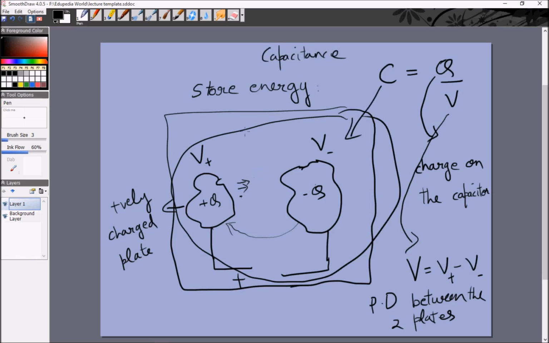The standard unit for capacitance is Farad, which is the SI unit, but it is generally quite a large unit when you're dealing with everyday quantities. So a unit which you'll see very often is microfarad, and that is nothing but 10 to the power minus 6 Farad.